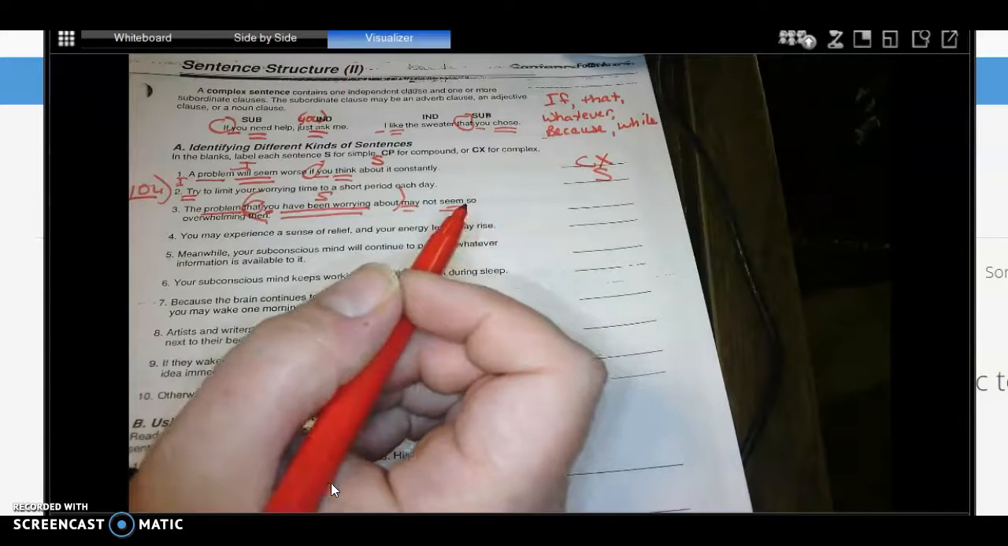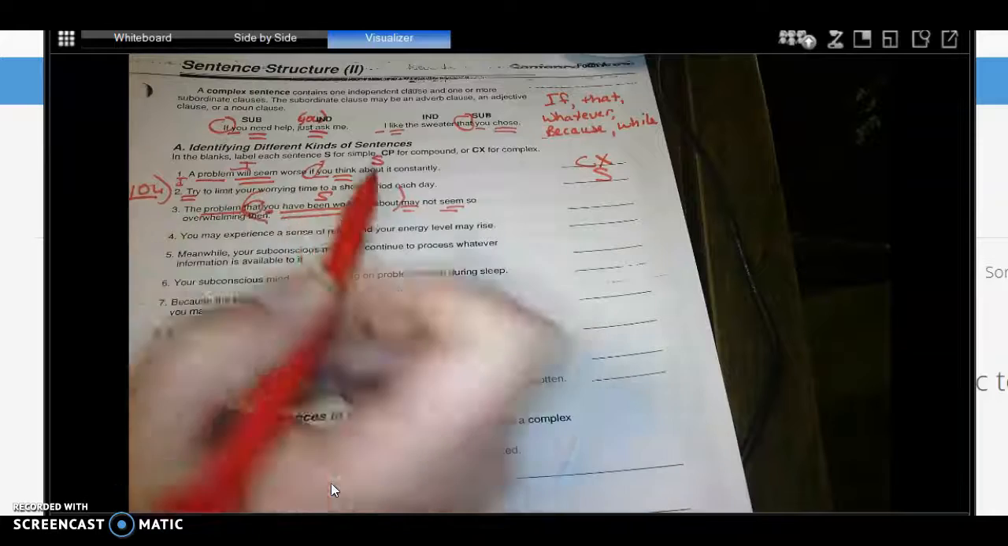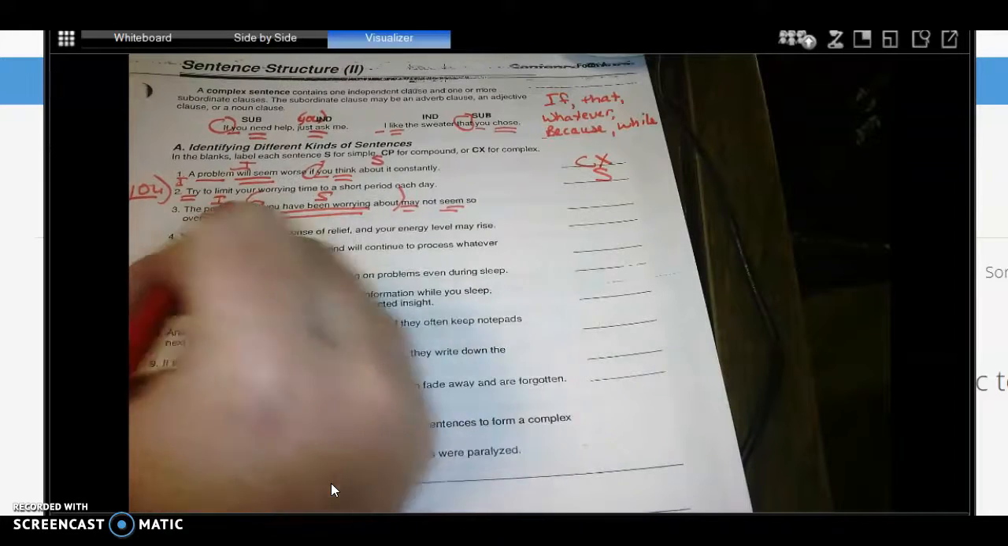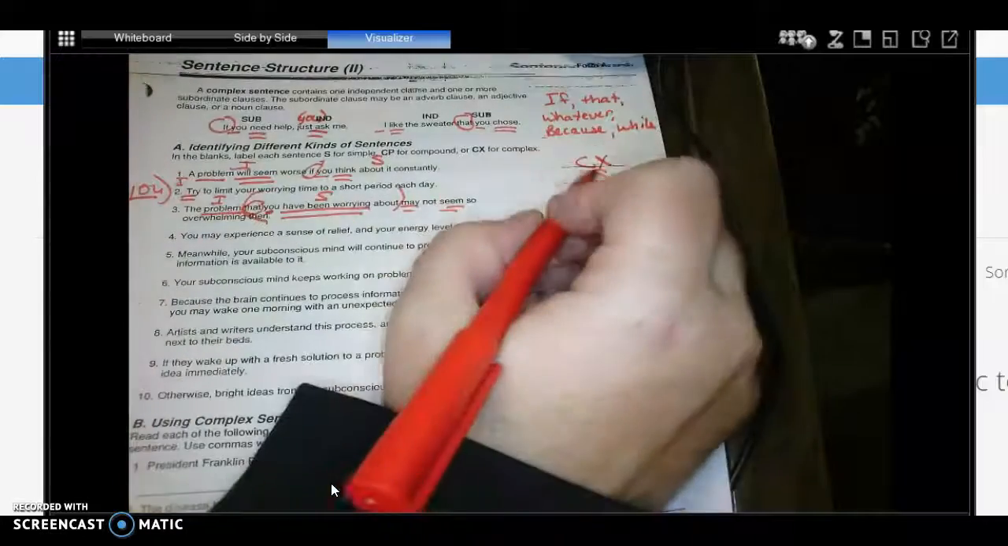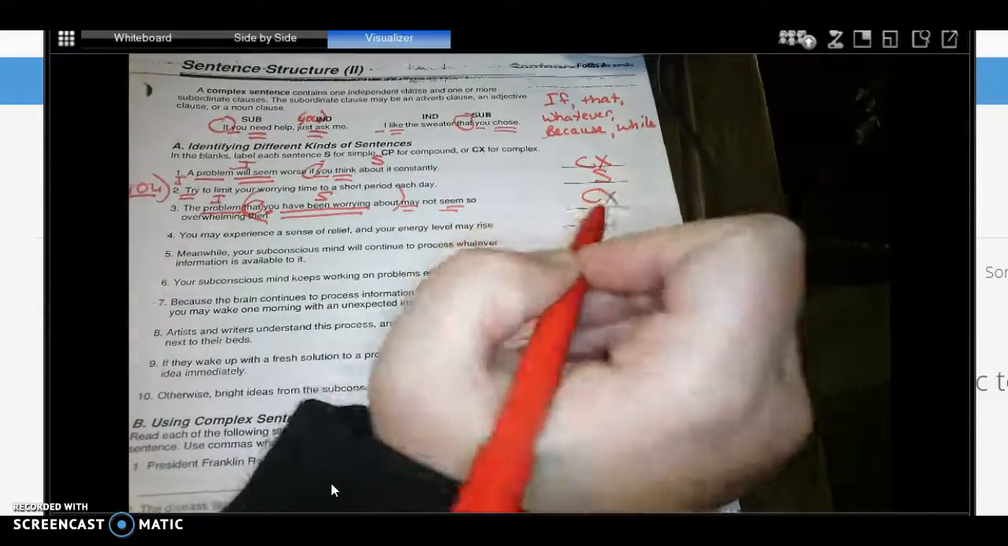This is an adjective subordinate clause, so it's modifying problem there. But this is my independent clause. The problem may not seem so overwhelming then. So I have one of each. The sentence is going to be complex.